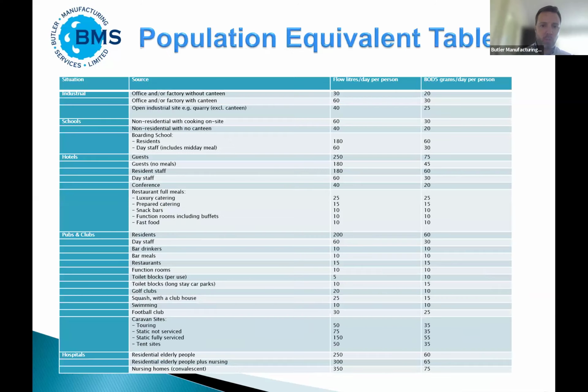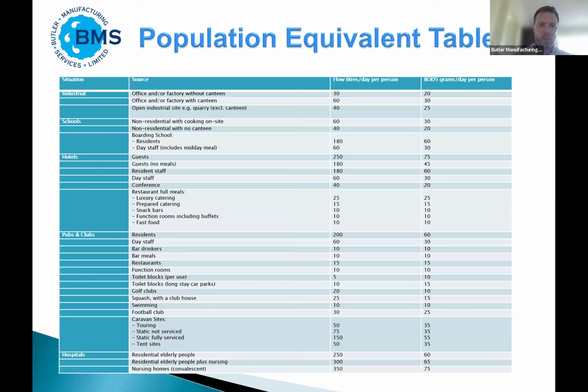And the Irish EPA produce a great table which allows you to look at a different array of situations, from offices to hotels to function rooms to clubs and everything like that, and get a rough approximation of what the flow and the BOD generated by one person using it is. For example, in a population equivalent, one person resident in a house or apartment generally produces 60 grams of BOD and 200 liters of flow. The organic content is relatively constant from country to country, whereas the flow can vary up and down depending on water use.